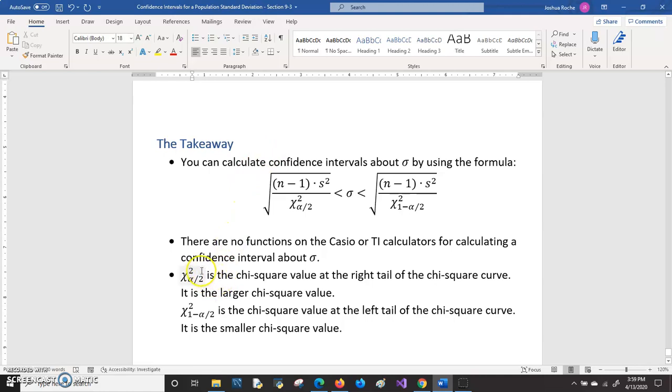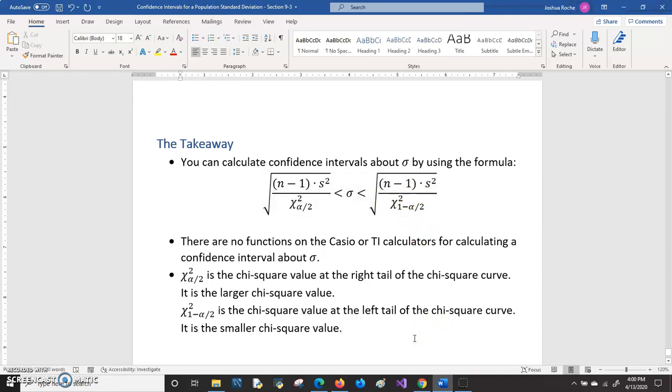Another thing to note is that this chi-squared value, chi-squared sub alpha over 2, is the value at the right tail of the chi-squared curve, and it's the larger chi-squared value. But it goes in the lower bound of the formula. The other chi-squared value, chi-squared sub 1 minus alpha over 2, is the chi-squared value on the left tail of the chi-squared curve. It's the smaller chi-squared value, but it goes in the upper bound of the formula.